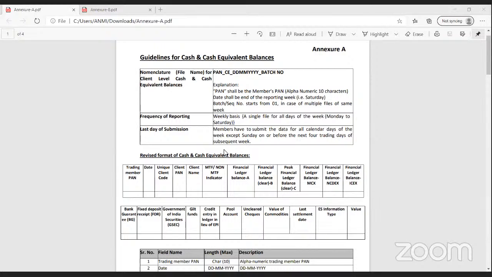So, this will also help the exchange to do the offsite monitoring also. But ultimately, the objective was to create a uniform format, so that members don't need to generate a separate report for equity exchanges and a separate report for commodity exchanges. They need to report the same data more than once to the exchanges.